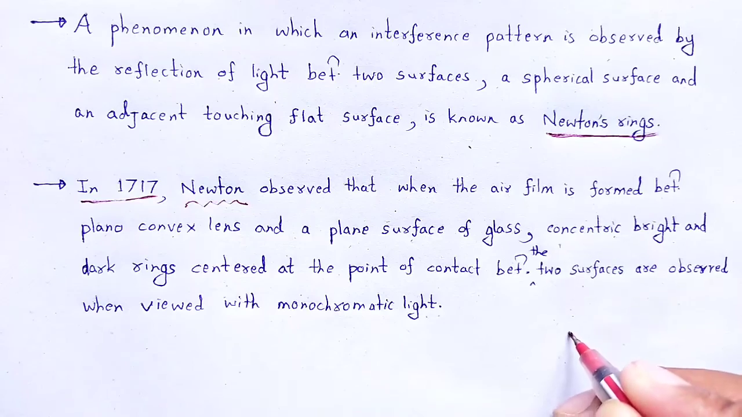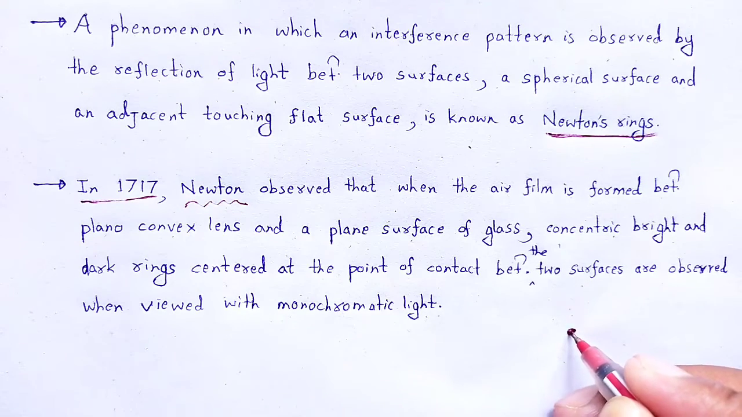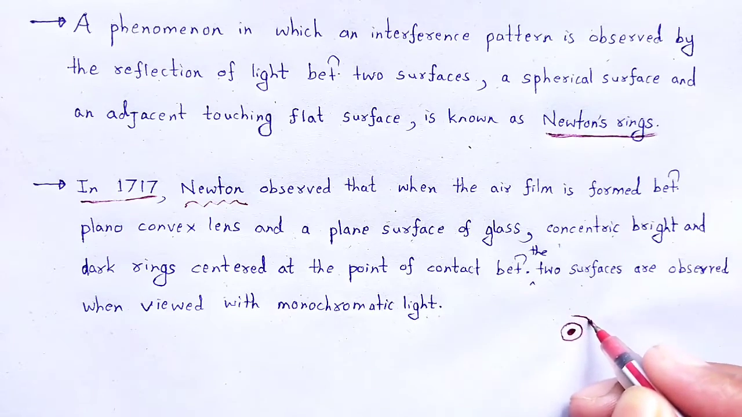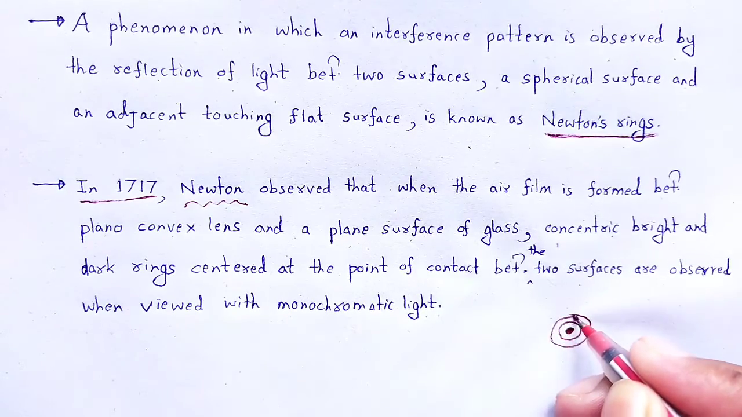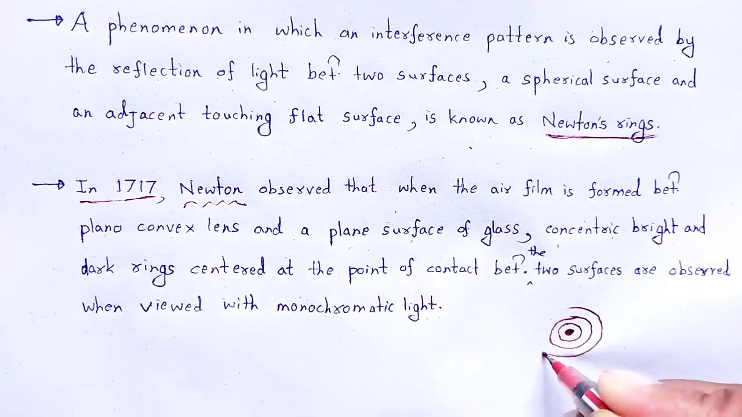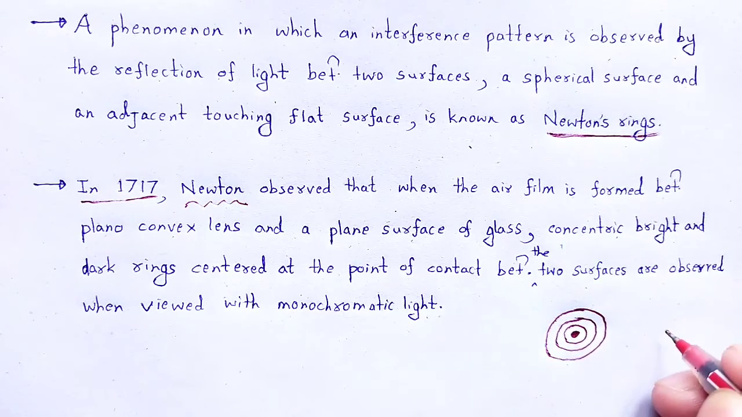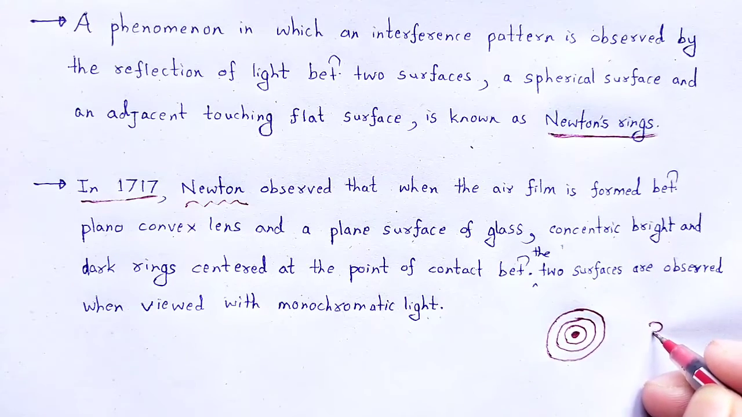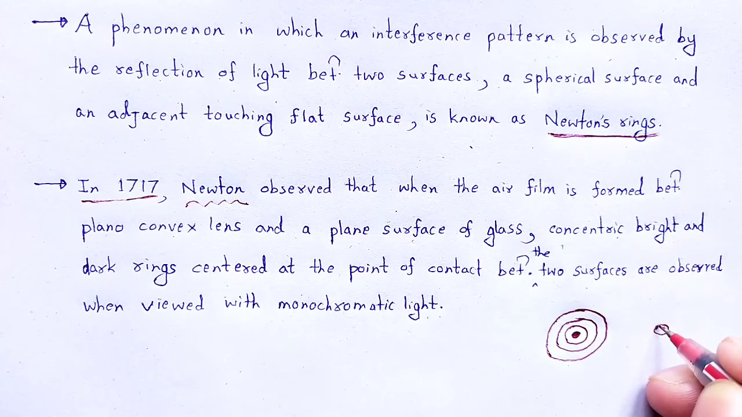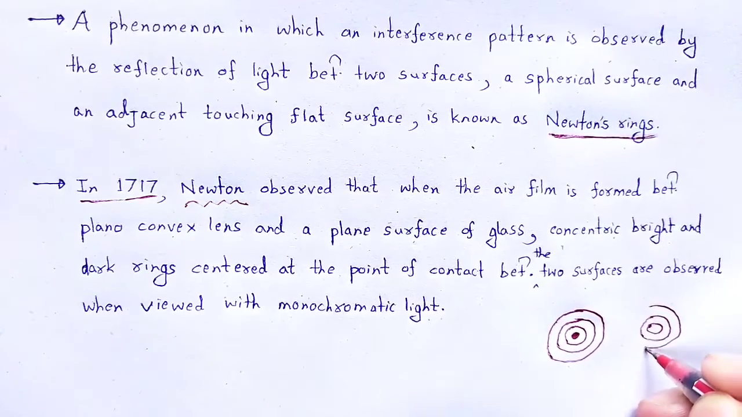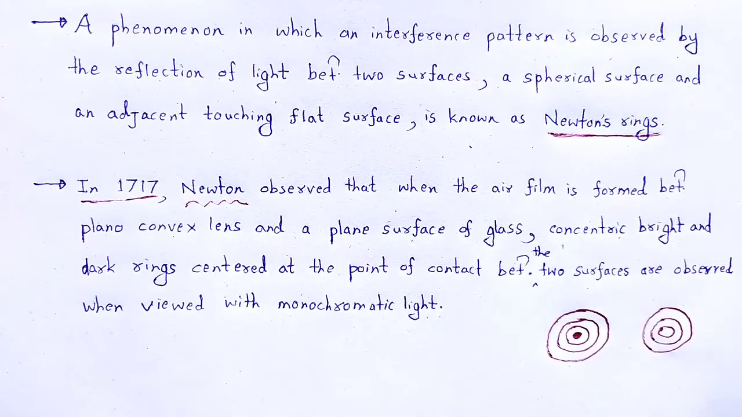Just like this, here is the dark one. Alternate dark and bright fringes often look like this structure. Let the central fringe be bright, then dark, bright, dark, just like that the fringes are obtained.